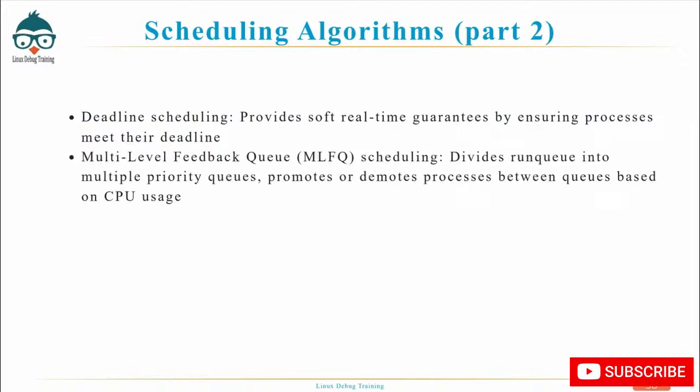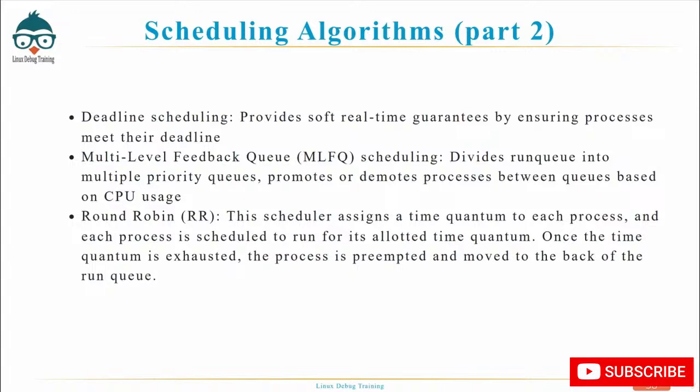Multi-level feedback queue (MLFQ) scheduling divides runtime into multiple priority queues, and it promotes or demotes processes between queues based on CPU usage. And finally, round-robin scheduling assigns a time quantum to each process, and each process is scheduled to run for its allocated time quantum or time slot. Once the time quantum is exhausted, the process is preempted and then moved to the back of the run queue.